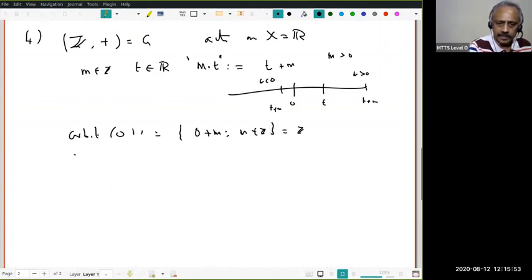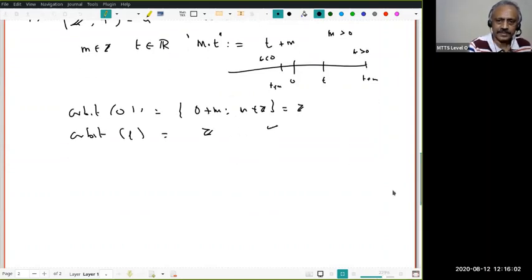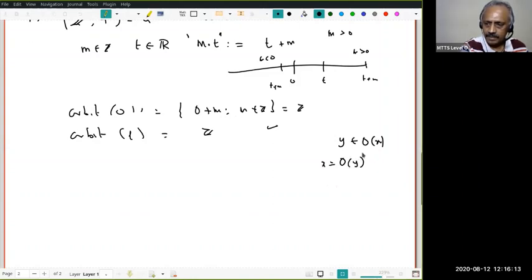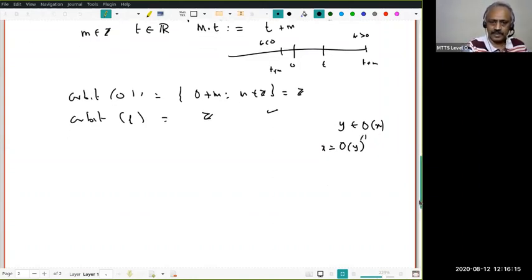Okay. What is orbit of 1? That is also Z. Do you see that? That we already know, right, from the second lecture. If y belongs to orbit of x, then x belongs to orbit of y, or they are the same. Okay, right.